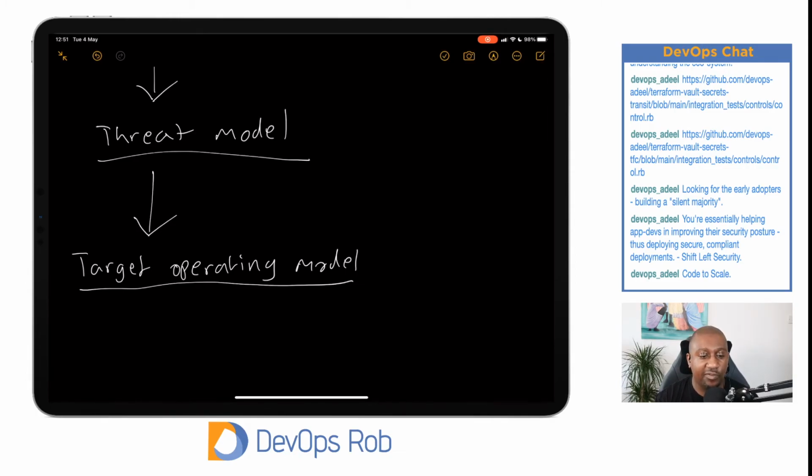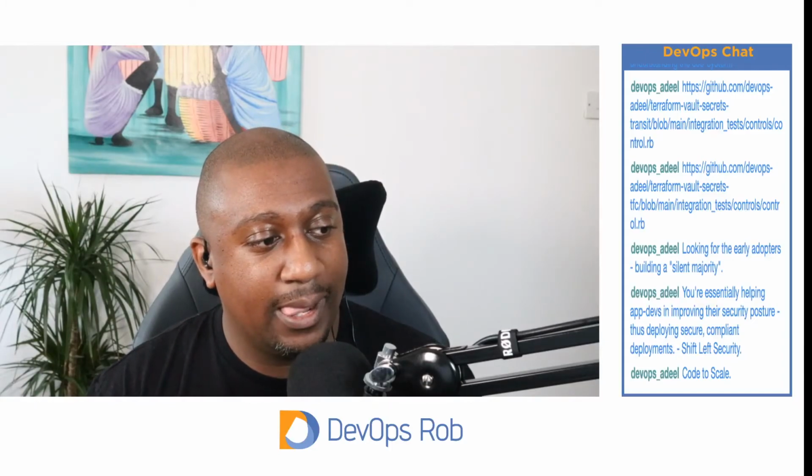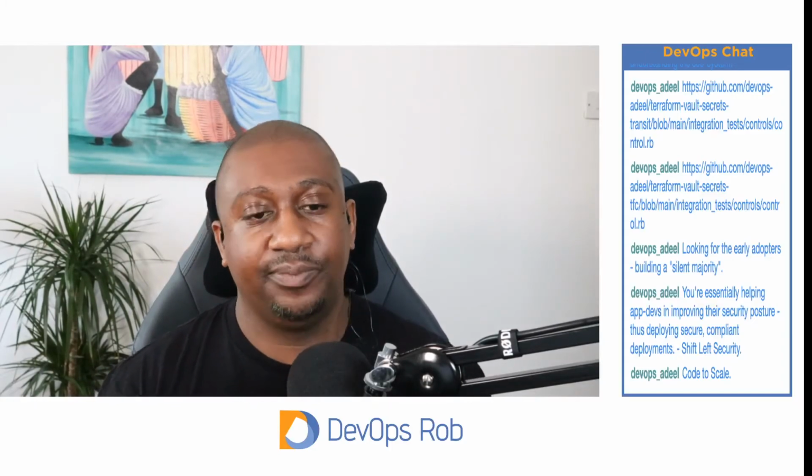So you want to identify these bottlenecks and understand when the business is scaling past the current designs. And essentially what you want to do as part of the target operating model is repeat this roadmap all over again, right? So code to scale, exactly.